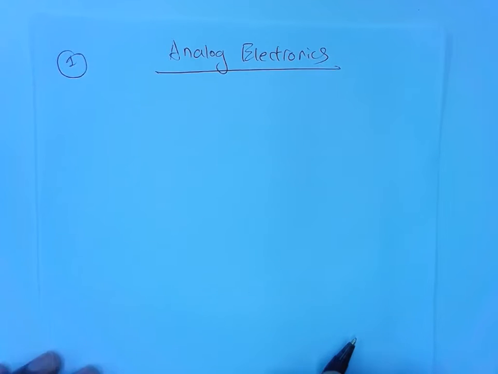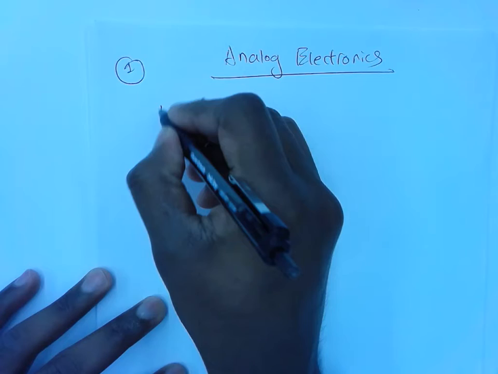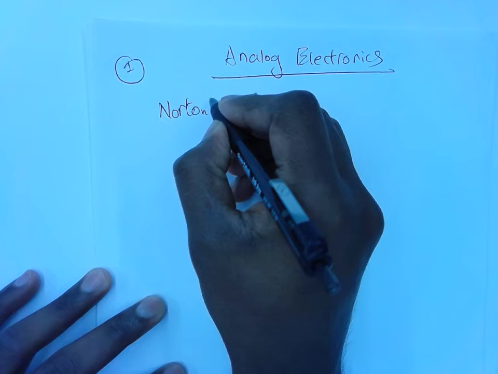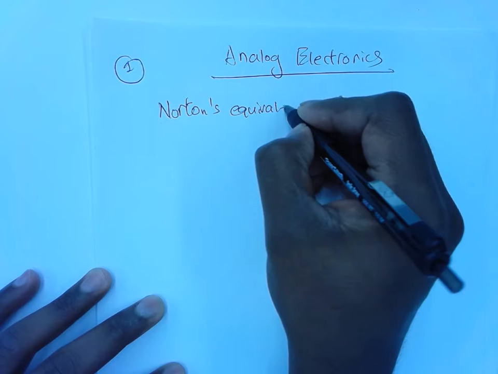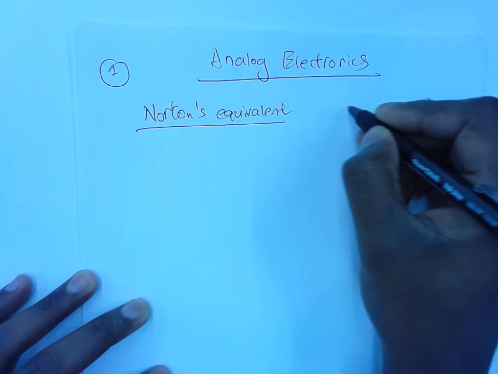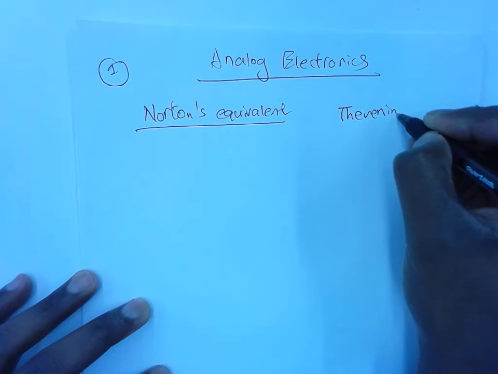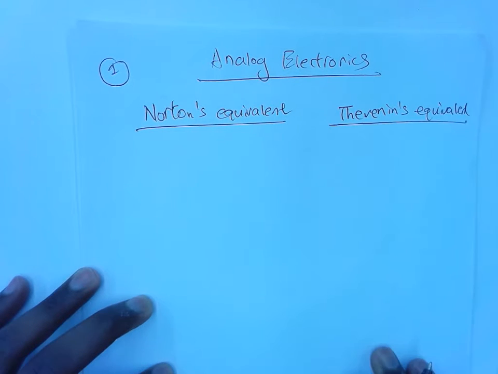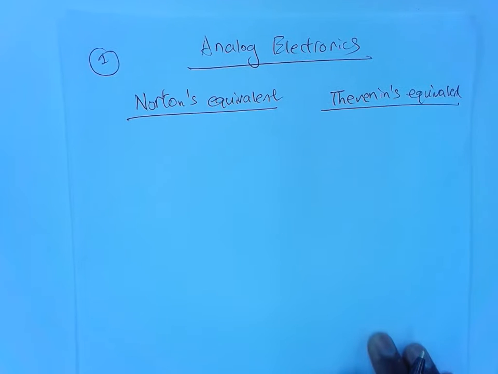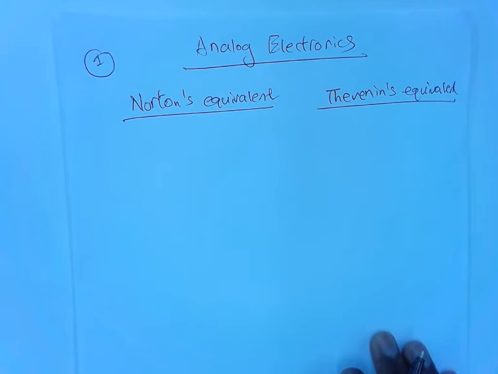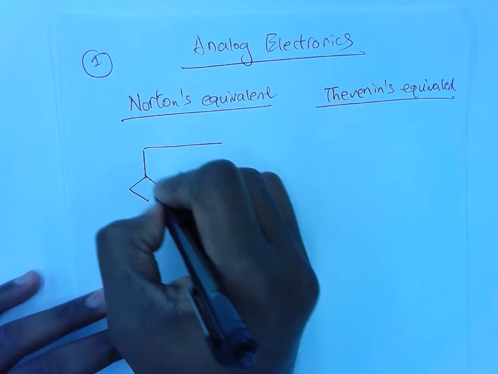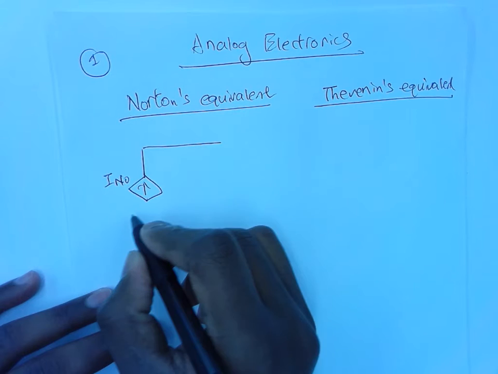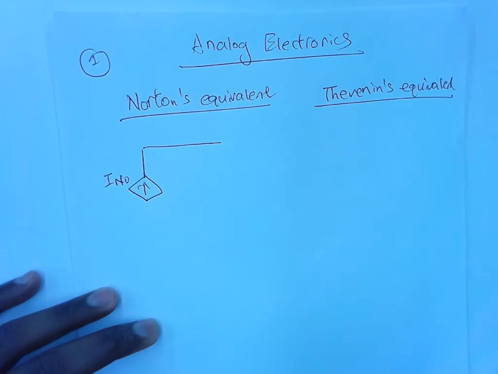So we have our Norton's equivalent and Thevenin's equivalent. Okay, so the Norton's equivalent circuit looked like this. So we have our I Norton. Previously I wrote ITH, but it doesn't matter what I'm denoting it.